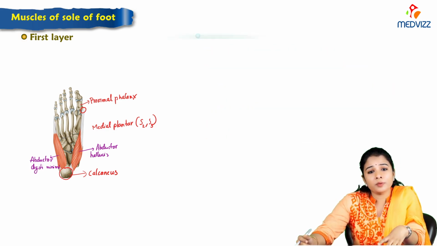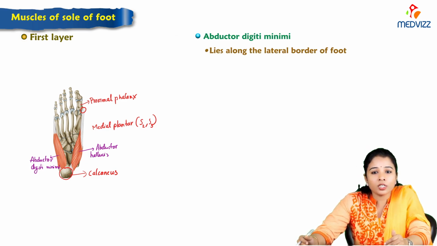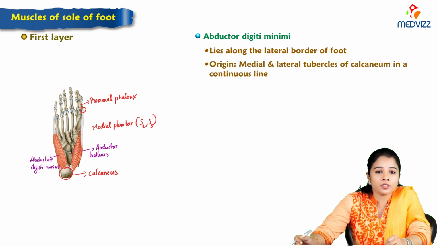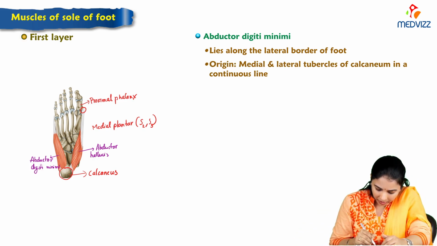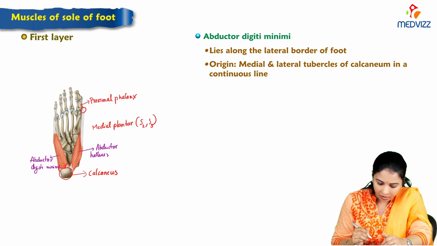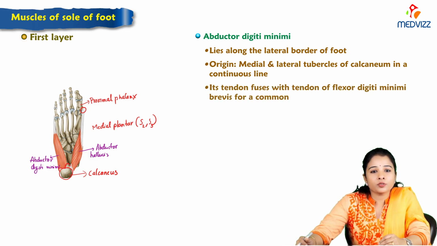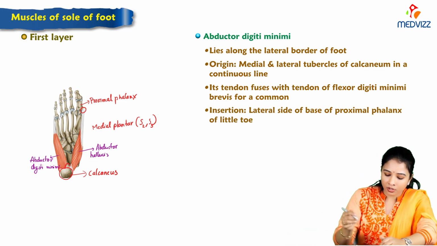Next, about the abductor digiti minimi. Abductor digiti minimi lies along the lateral border of the foot. So it gets origin from the medial and lateral tubercles of the calcaneum. So we can say it gets origin from here, medial as well as the lateral tubercles of the calcaneum, and runs along the lateral side. It is along the lateral border of the foot. Its tendon fuses with the tendons of the flexor digiti minimi brevis and has a common insertion, which gets inserted to the lateral side of the base of the proximal phalanx.